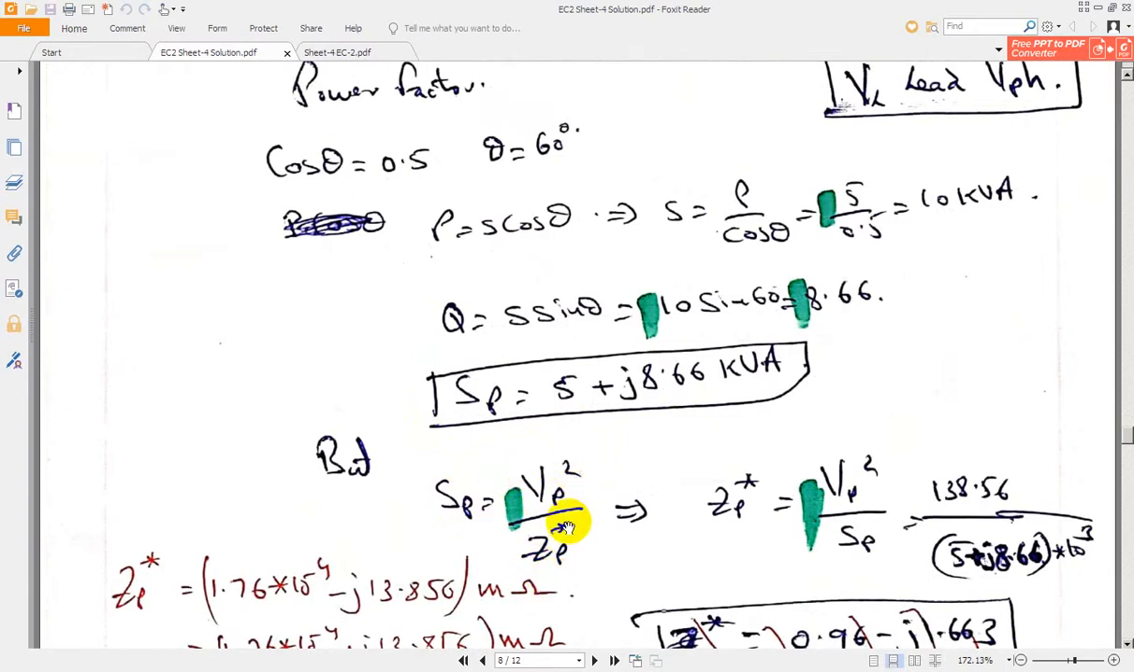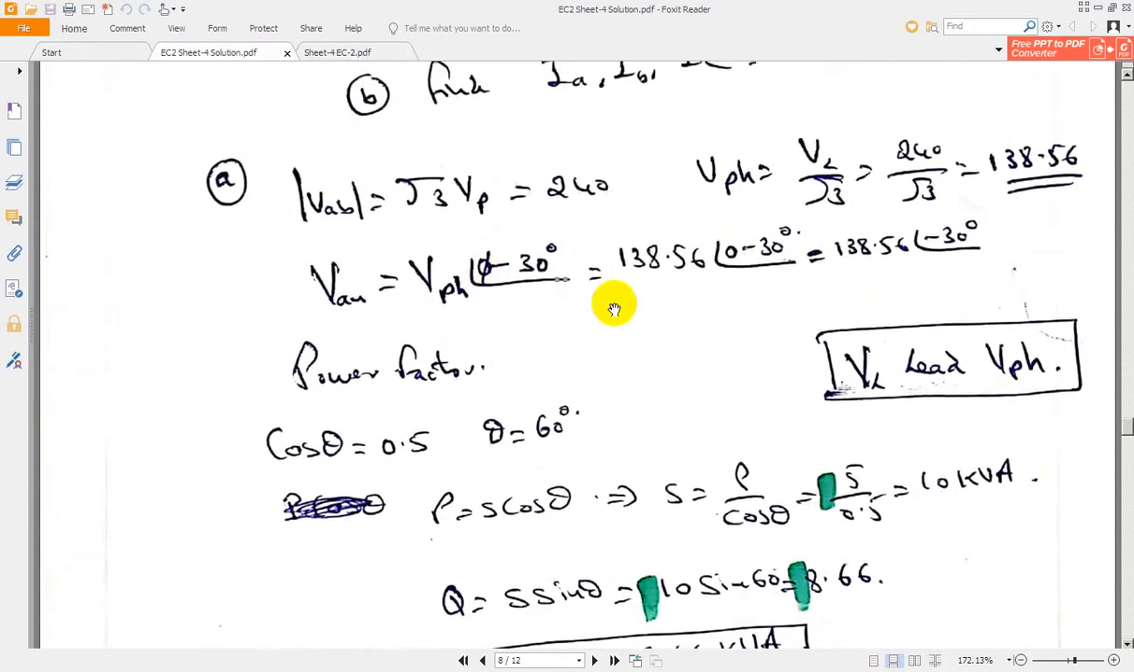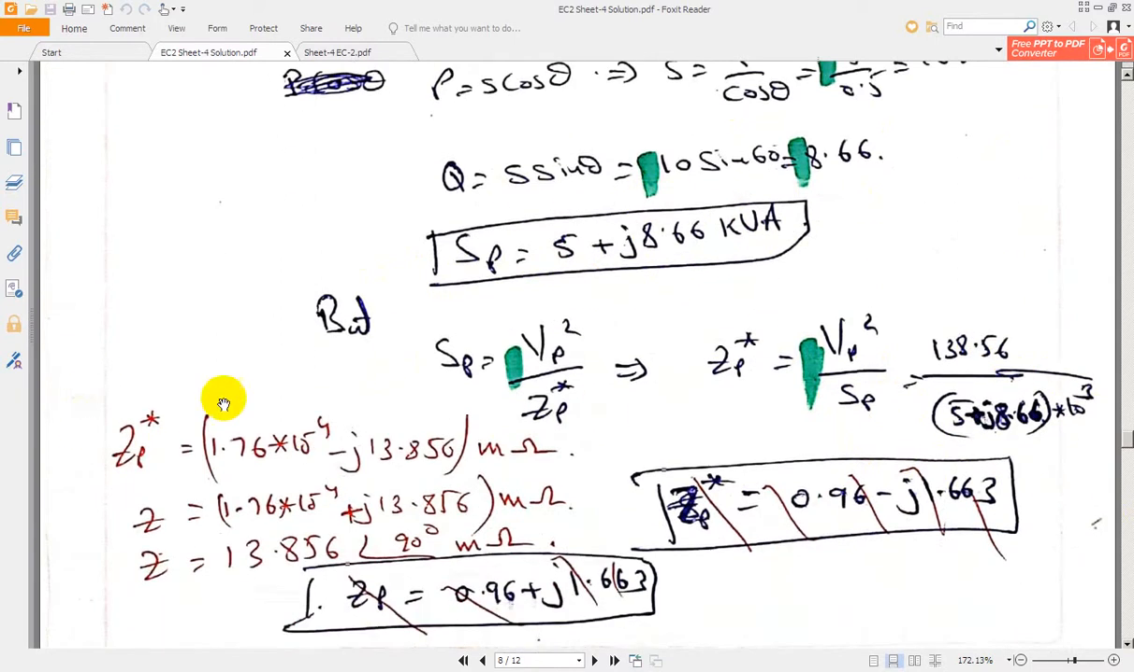So SP is equal to Vp square by Zp conjugate. We need to calculate this Z impedance. So Zp conjugate is equal to Vp square by SP. Vp value we know, already we have evaluated the phase voltage 138.56, and SP value is already given here. This divided by this, so Zp you will get as 13.856 at an angle of 90.